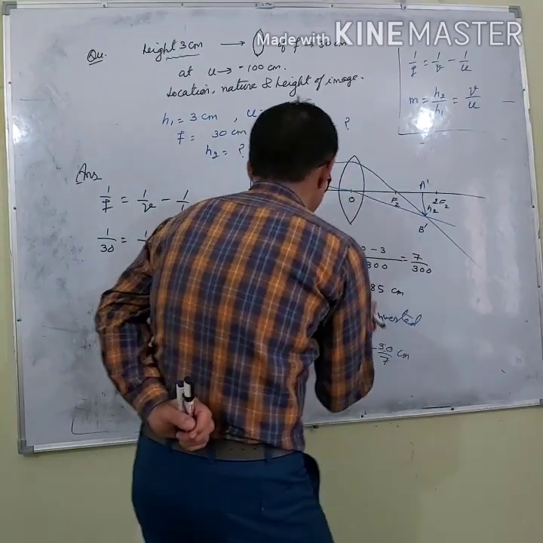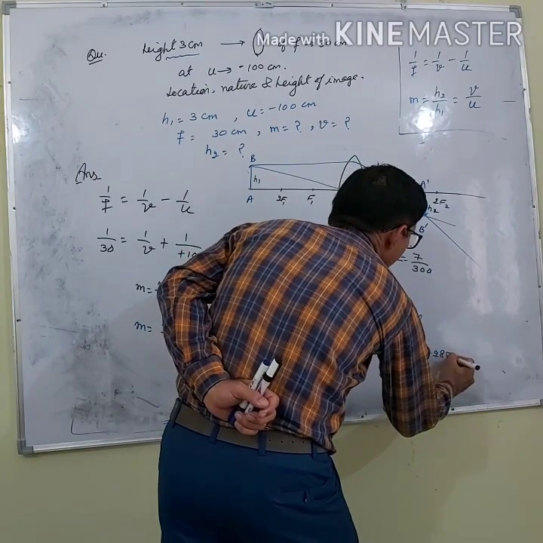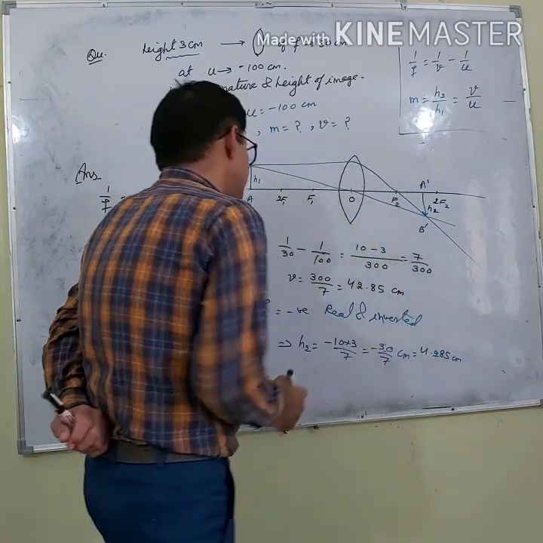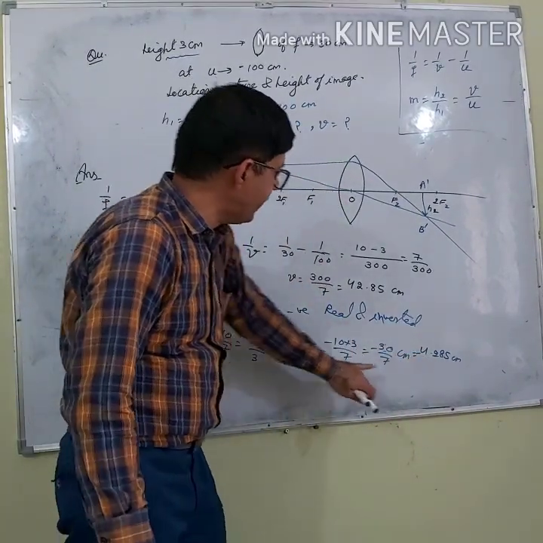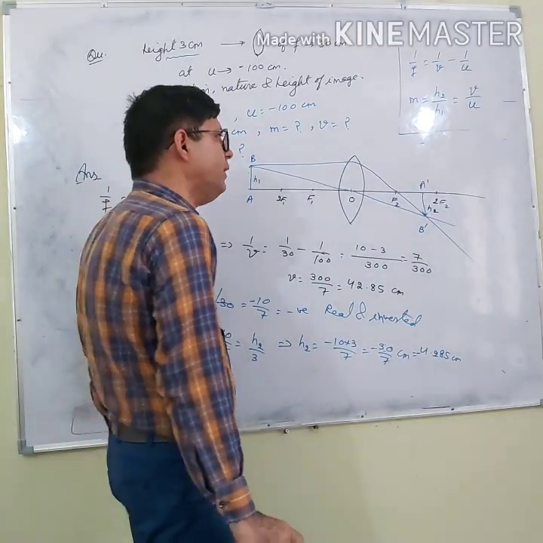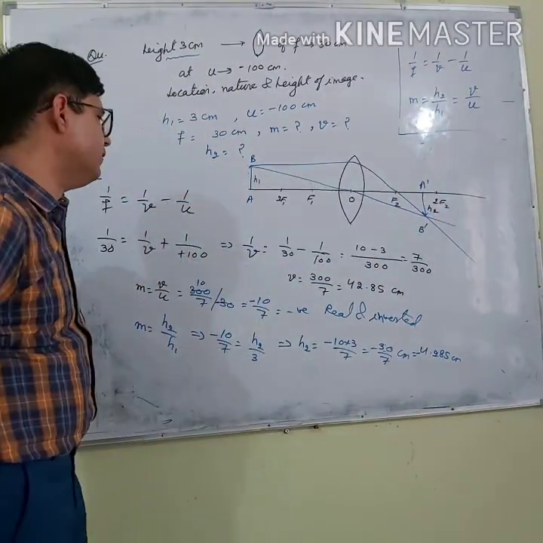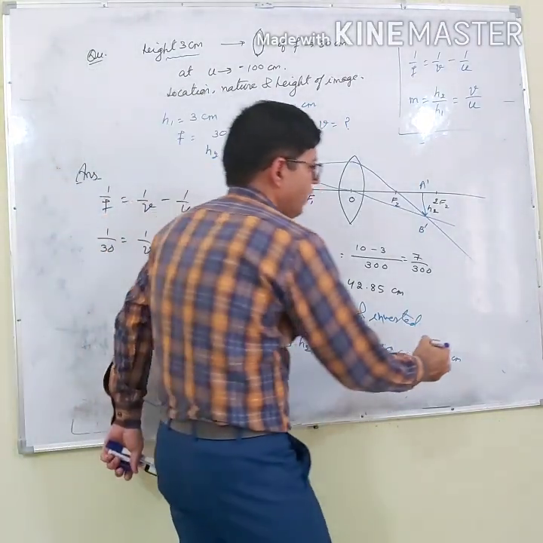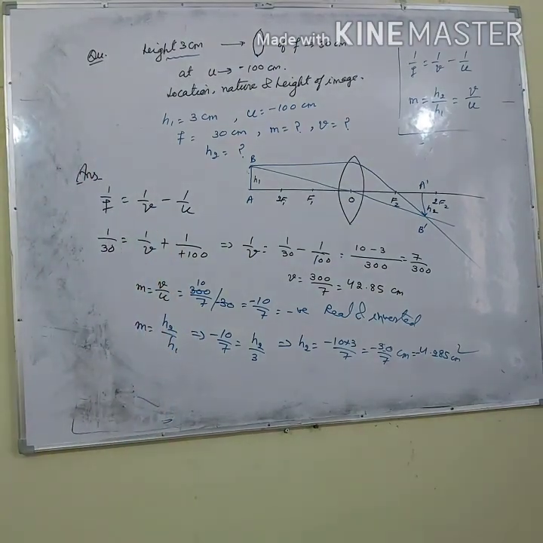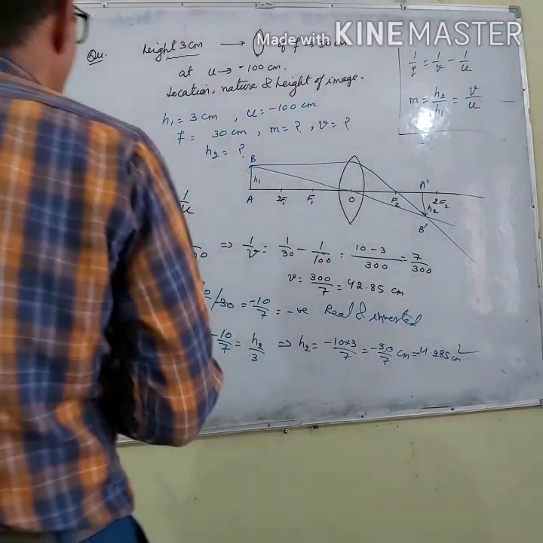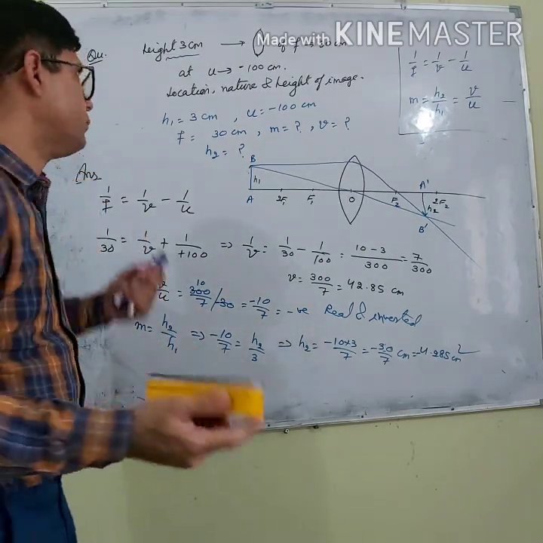So again, it will be 4.285 centimeters. That is, image is bigger than the object. And here you will find that H2 is negative. Why? What does H2 negative mean? This image is formed below the principal axis. So this is the reason why H2 is negative. So in this way, we can solve the questions which are based on the lens formula and the concept of magnification.